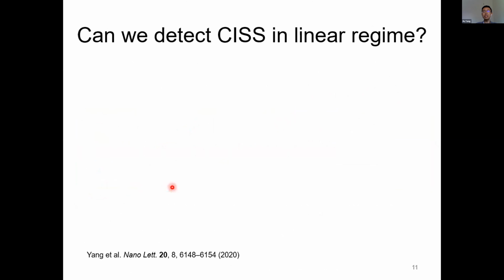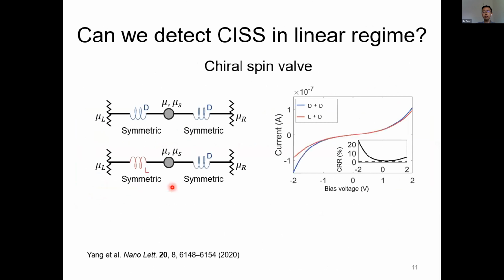So can we still detect this in the linear regime? The answer is yes, but we cannot rely on magnetization reversal anymore. Here I introduce one geometry that is a chiral spin valve. Instead of a magnet, we have both components that are chiral molecules, and one of them can switch chirality from D chiral to L chiral. What we see here is that the two-terminal resistance changes as we flip the chirality. And it can even happen in the linear response regime.